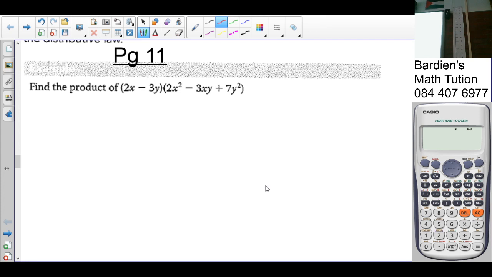So in other words, when you apply the distributive law, that 2x must be multiplied by 2x squared, by negative 3xy, by positive 7y squared. Can you see that? This negative 3y must be multiplied by 2x squared, by the negative 3xy, and the negative 3y must also be multiplied by 7y squared. You all understand? Thereafter we'll add. So do that quickly.